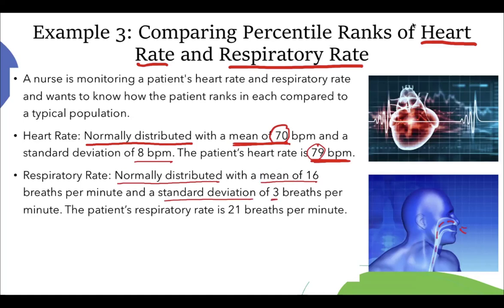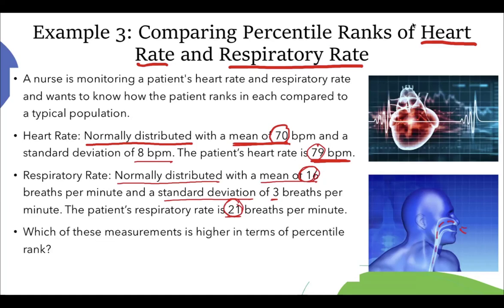And this patient has a respiratory rate of 21 breaths per minute. Okay, similar to heart rate, the patient has a respiratory rate that is more than the mean. So again, I'm expecting a percentile rank that's more than 50 because 50 is the halfway point. We'll make pictures and show how this is calculated. Which of these measurements is higher in terms of percentile rank?